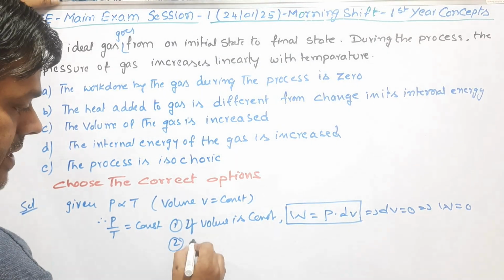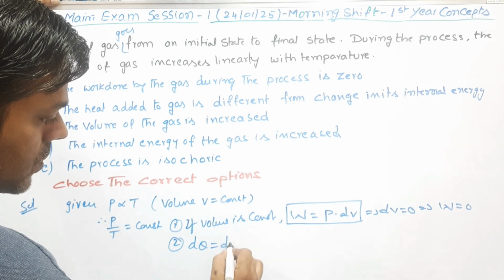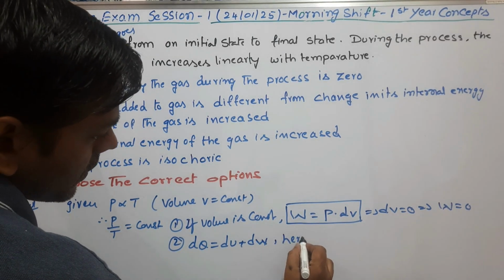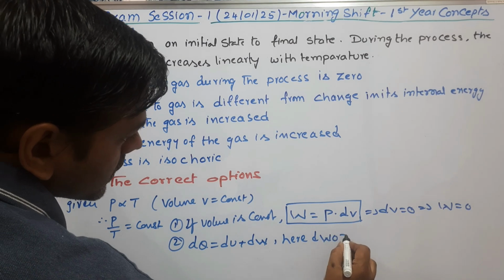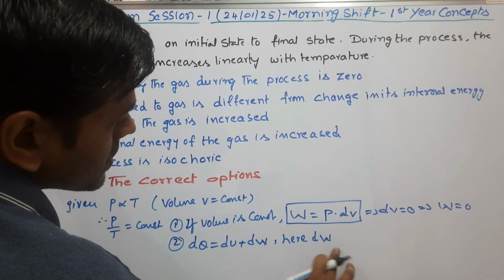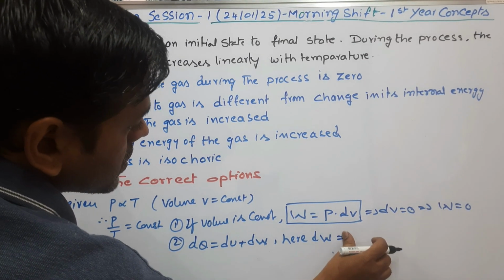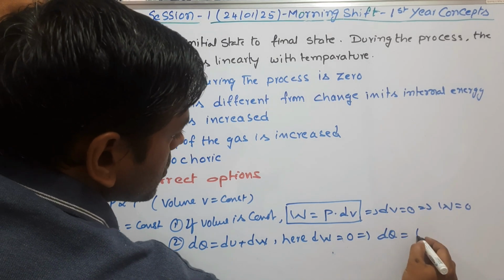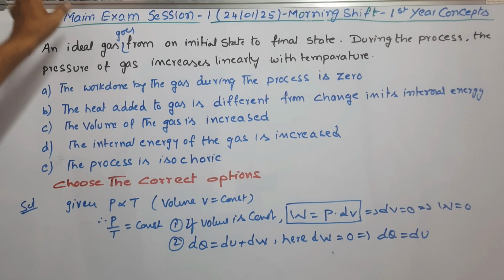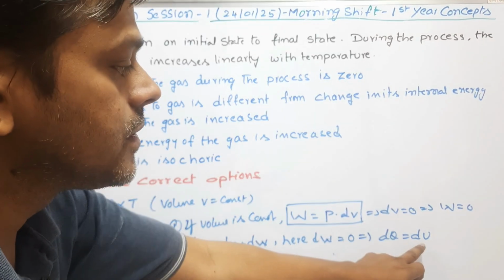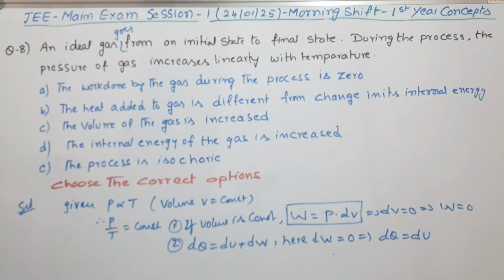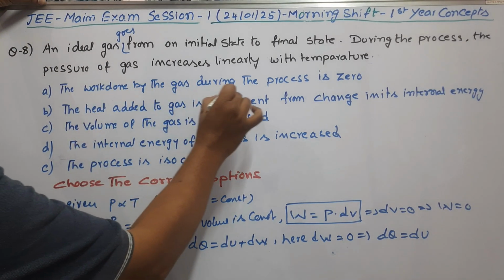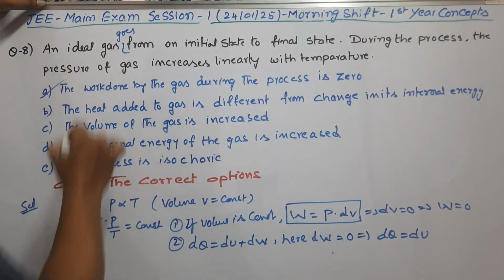Second, from the first law of thermodynamics, dq is equal to du plus dw. Here dw is equal to 0, there is no work done, that implies dq is equal to du. That means the total supplied heat energy is utilized only to increase its internal energy. So from the given options, the first one, the work done by the gas during the process is 0. Yes, this is correct.